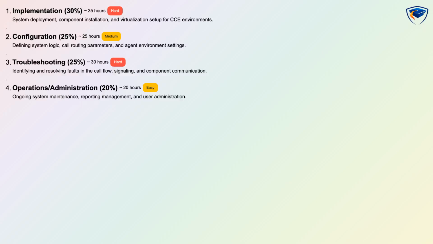Overview of the exam shows 4 domains with exact weights and study emphasis. Implementation is 30%, configuration is 25%, troubleshooting is 25%, and operations and administration is 20%. Together these domains total about 110 hours of estimated learning time across the curriculum, and the assessment mixes hands-on tasks, conceptual questions, and scenario-based problems to validate both theory and practical skills. Focus on the heavier implementation and troubleshooting areas for deep practice, while covering configuration logic and daily administration workflows thoroughly.